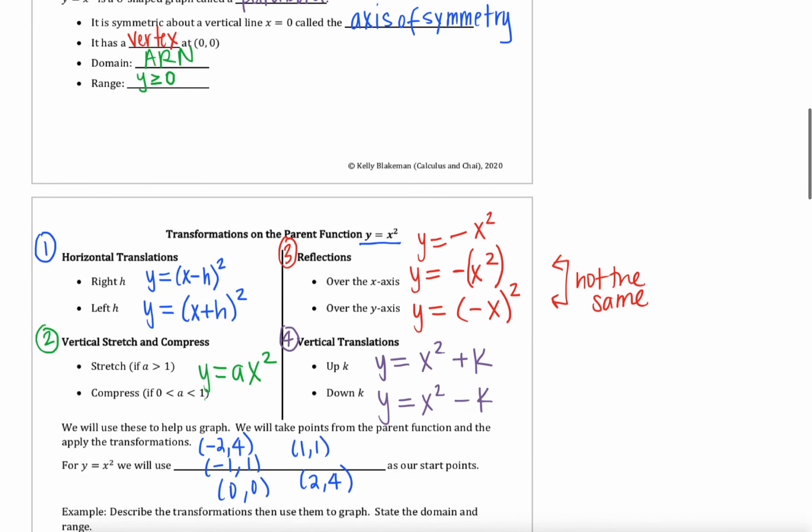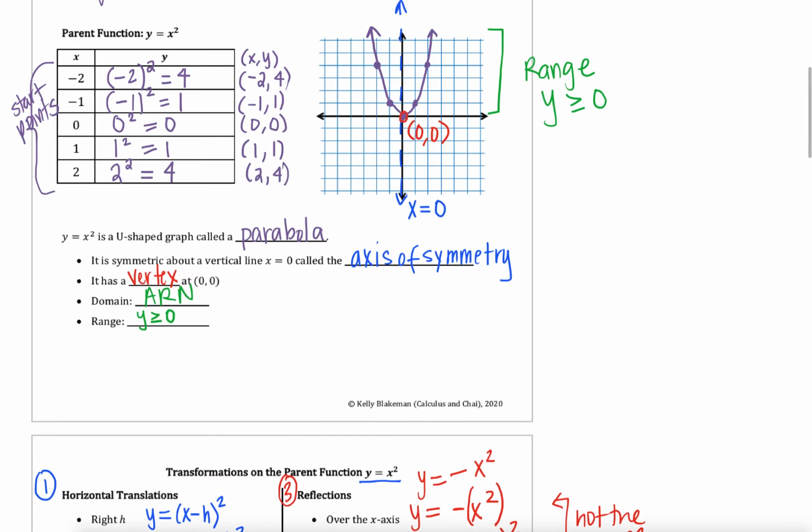So what that tells us is then we're going to again use these transformations to help us graph, and we're going to use -2, 4, -1, 1, 0, 0, 1, 1, and 2, 4 as our start points. And again, these are coming from our parent function that we had up above, and those are the exact same 5 points that we used to plot and graph y equals x squared. And since we have a new parent function now, that's why we have new start points that we're working with.